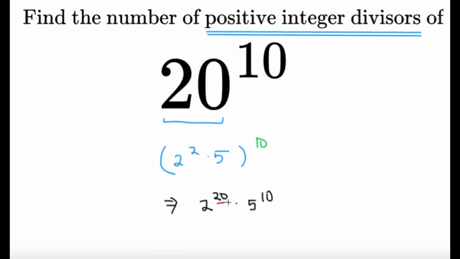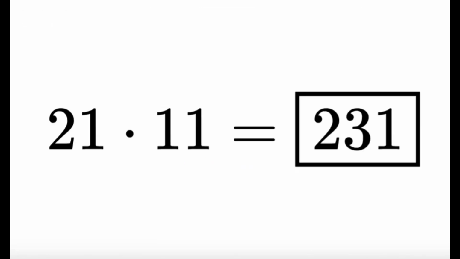Now since the exponents are 20 and 10, we simply add 1 to both of them. That's going to give us 21 and 11. And finally, we just have to take the product of these two. So 21 times 11, that's going to give us 231. And this will be our final answer.